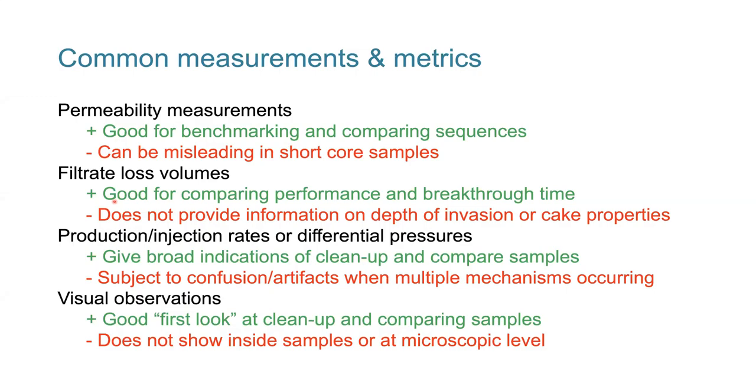But how do we spot that? Production injection rates, like clean up, we can look at production rate versus time, and we can compare samples looking at clean up. But it can be quite confusing because if, at the same time as cleanup of the mud cake, we have clay fines moving or sanding or precipitation happening, we could see no change in the rate, or we could see a dropping rate when we're actually cleaning up a mud cake. So again, good broad indications from that data.